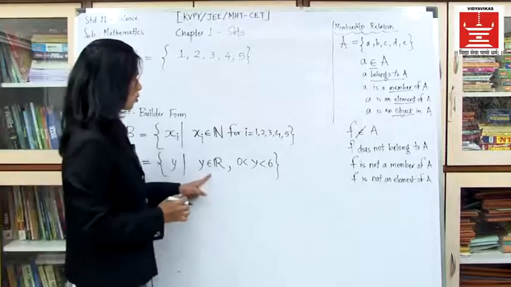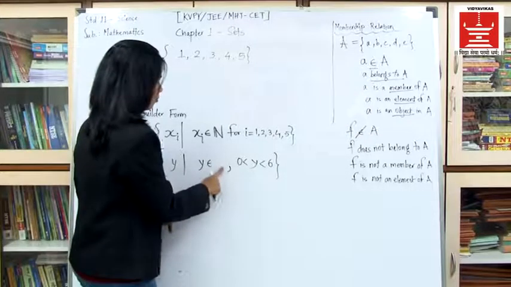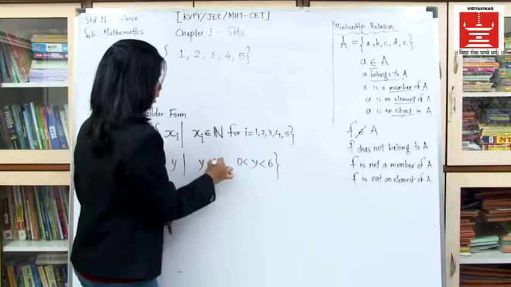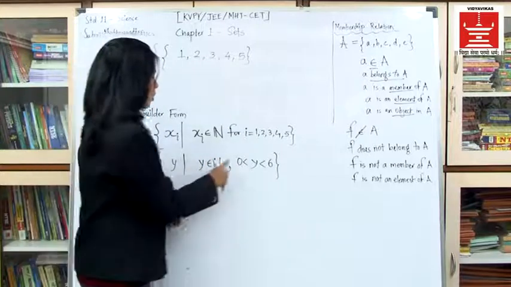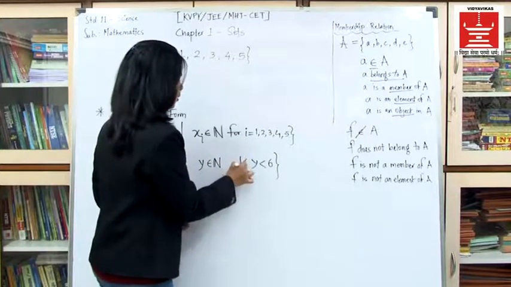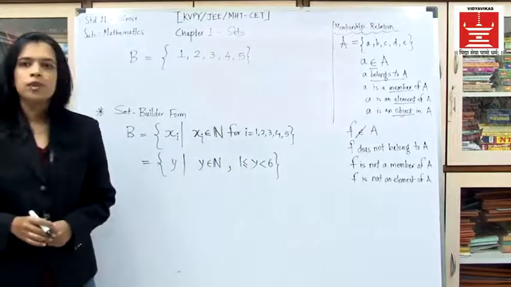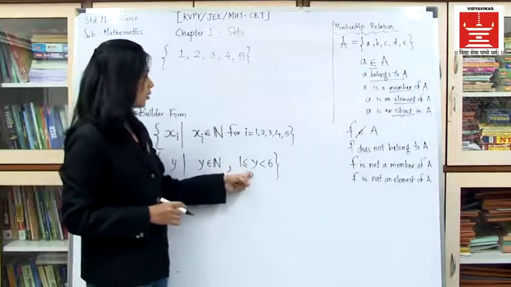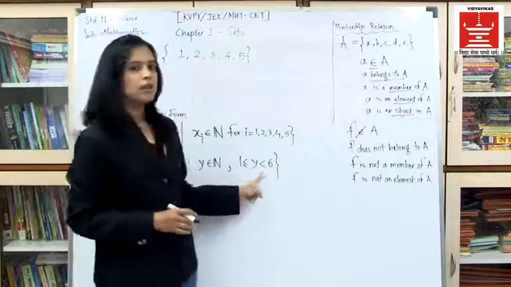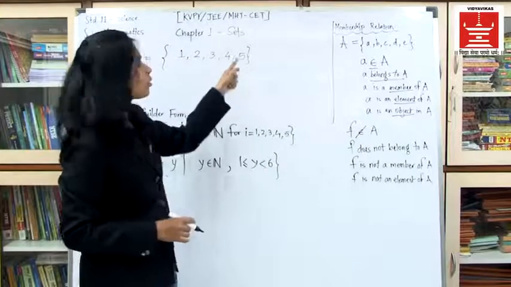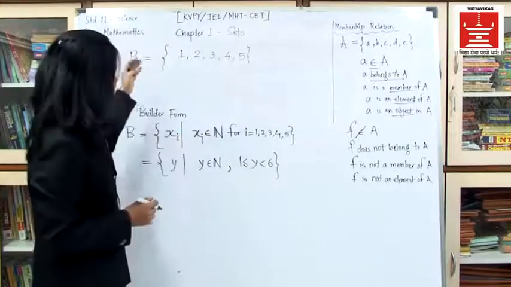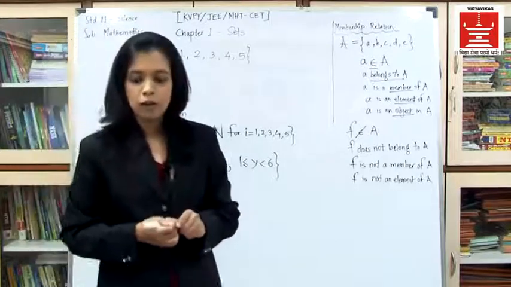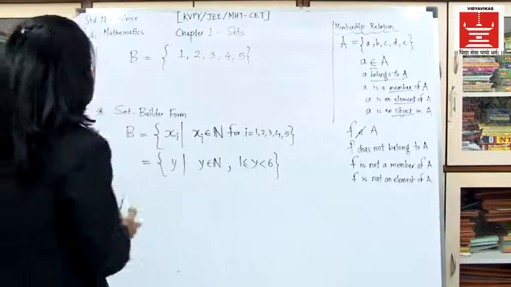Okay, so y should be natural, and you can say this. So y is bigger than or equal to 1, so 1 can be included, but it is strictly less than 6, so it should stop at 5. So all these are different forms of representing a single set.